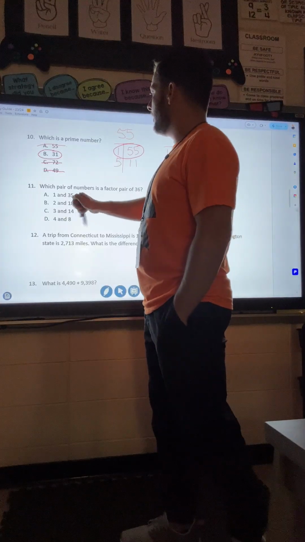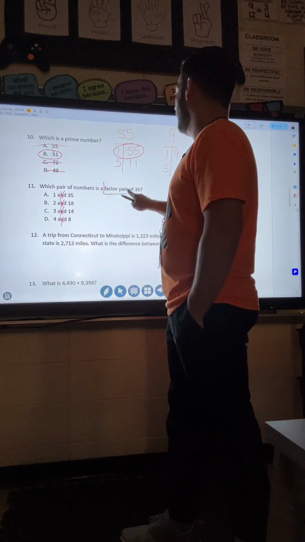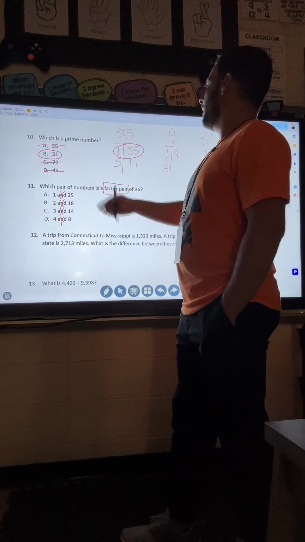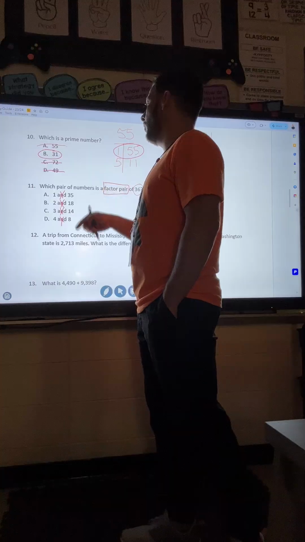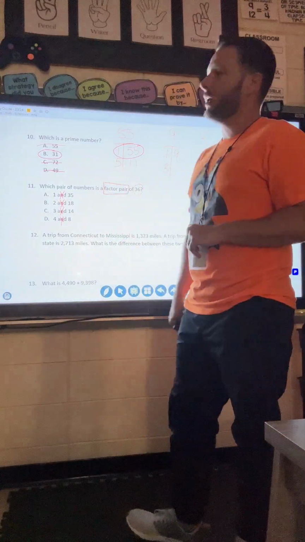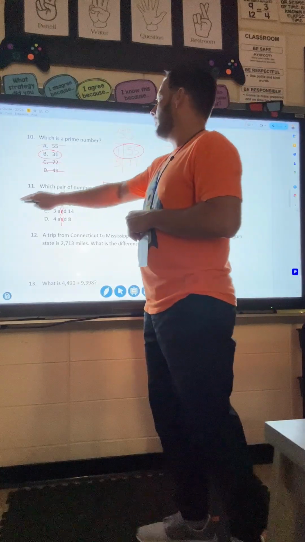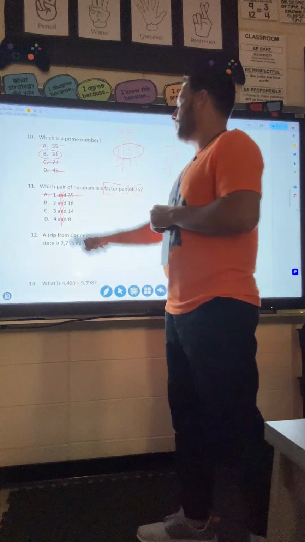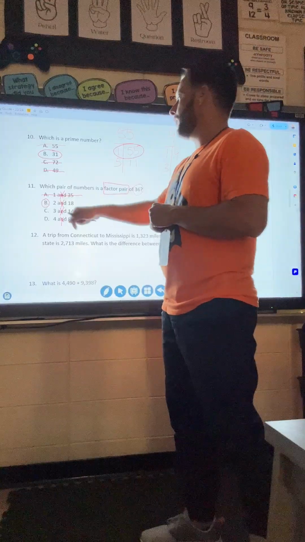I told students if they see the word and, it's multiplication when we're talking about factor pairs. So which pair of numbers is going to give you 36? 1 times 35 won't work. First glance, students are going to see that and go, oh, it adds up to get that. That's not how factor pairs work. That is not true. 2 times 18 will give you 36. 3 times 14 will not.